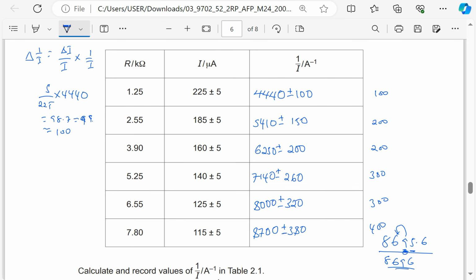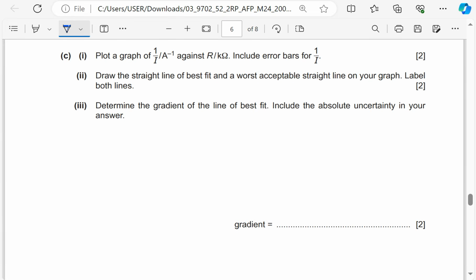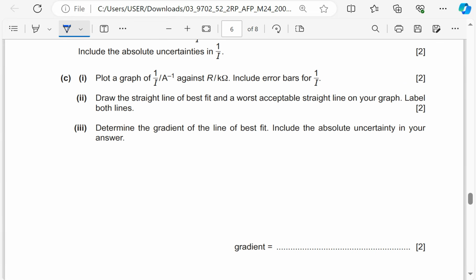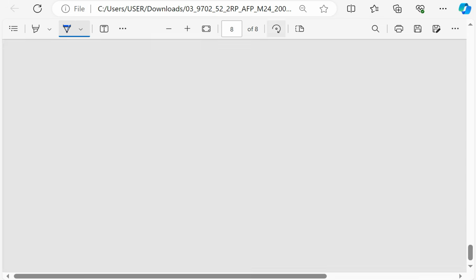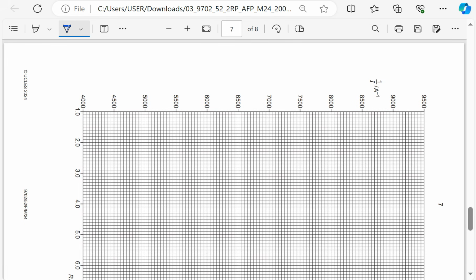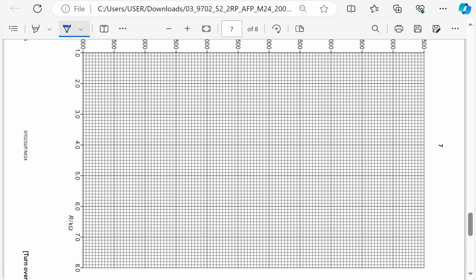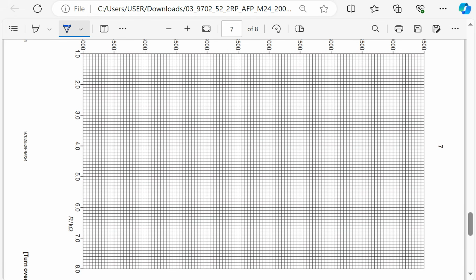Okay, so now it's time for plotting. Remember, I will find the gradient of the best fit, and the gradient of the worst fit. Then for the uncertainty, I'll subtract the two. So let's first plot. To easily plot this, I'll rotate the graph so that I have a bigger space for plotting.